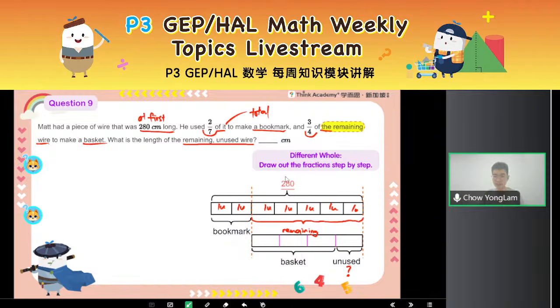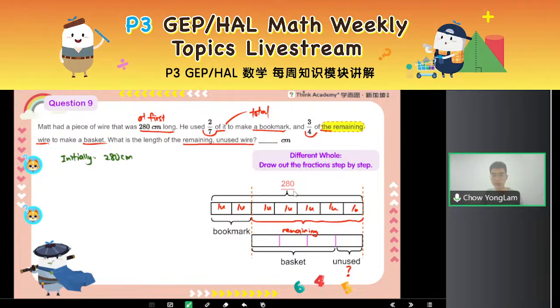Right, we will start from the 280. And we figure out, after I take out the bookmark wire, how much wire is left. Right, so initially, it is 280 cm. Then we find out after the bookmark, how many cm is left.